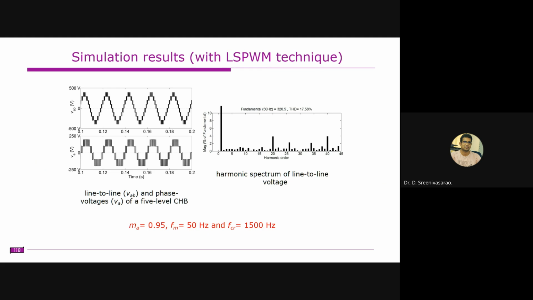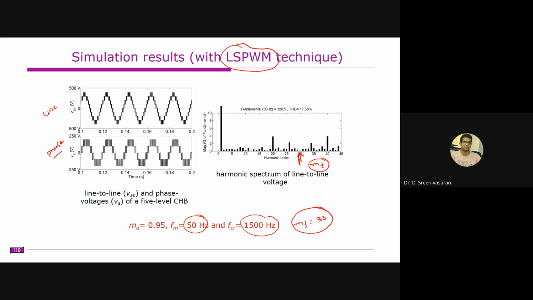Similarly, if you observe the level shift PWM technique, in this case with the same parameters, 1500 Hz carrier and 50 Hz, the MF is also 30. But you observe that the harmonics are centered around 30. Again, this is the line voltage and this is the phase voltage, and the harmonics are centered around 30. So 30 is equal to the MF frequency.